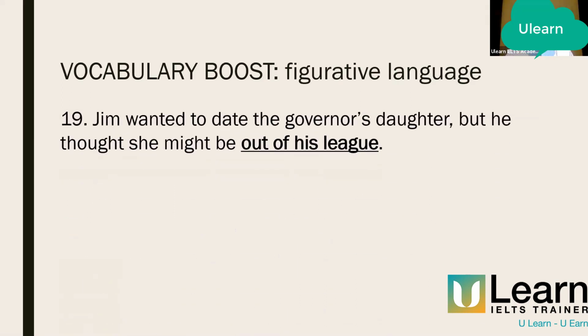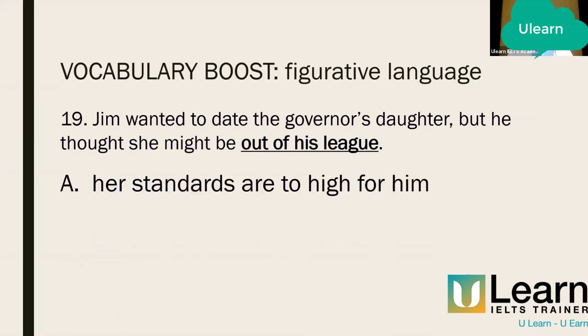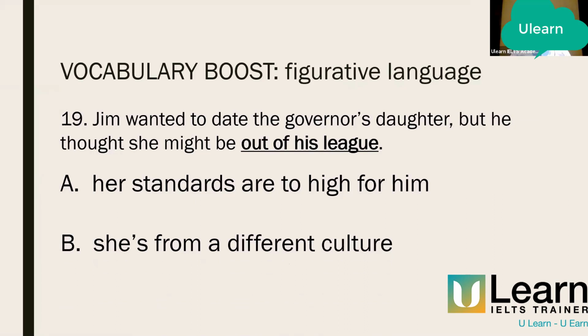And finally, Jim wanted to date the governor's daughter, but he thought she might be out of his league. Out of his league. And that's a heck of a word to pronounce, but it's a G at the end, league. Okay, what does that mean, out of his league? Her standards are too high for him, or she's from a different culture. And again, it's the governor's daughter, right? So in this case, Jim's too shy to ask her because her standards he thinks are too high for him, right? He can't even touch her. She's out of his league, out of his league.